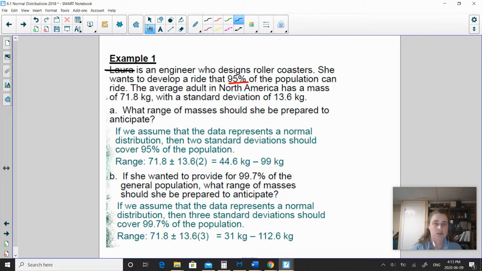All right, so let's try an example here. We've got Laura, who's an engineer, designs roller coasters, and she wants to develop a ride that 95% of the population can ride. The average adult in North America has a mass of 71.8 kilos with a standard deviation of 13.6. What range of masses should she be prepared to anticipate?